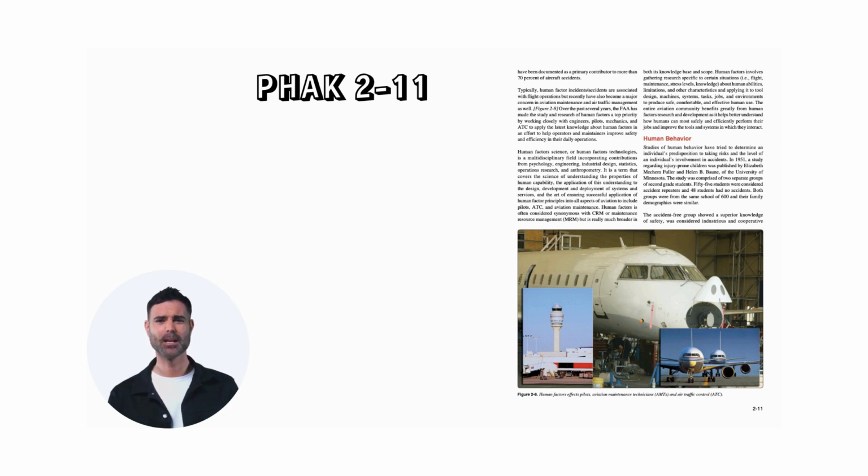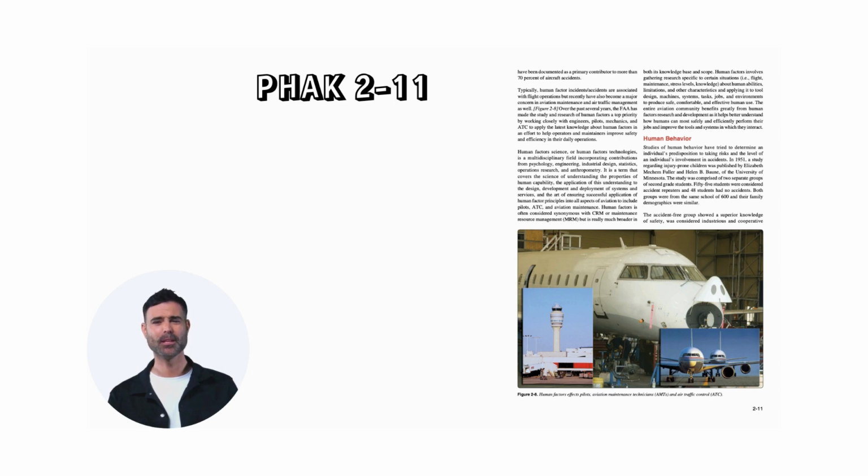Human factors science, or human factors technologies, is a multidisciplinary field incorporating contributions from psychology, engineering, industrial design, statistics, operations research, and anthropometry. It is a term that covers the science of understanding the properties of human capability, the application of this understanding to the design, development, and deployment of systems and services, and the art of ensuring successful application of human factor principles into all aspects of aviation, to include pilots, ATC, and aviation maintenance.